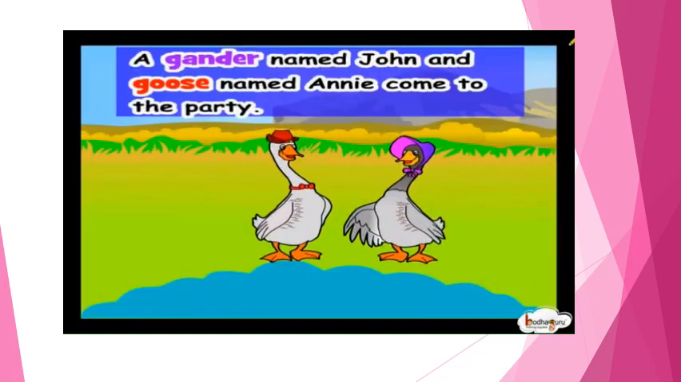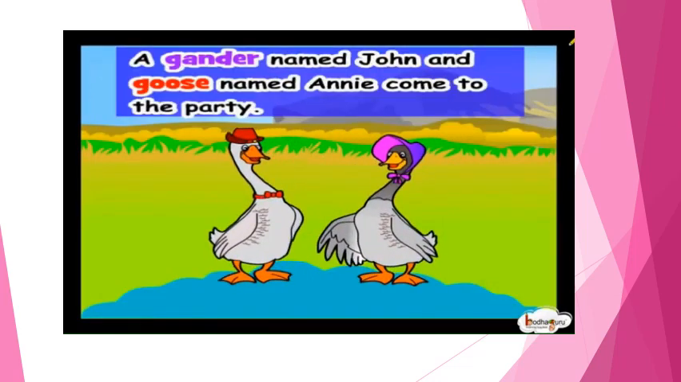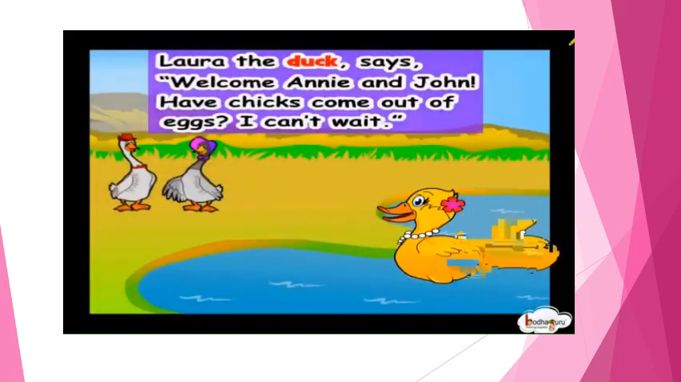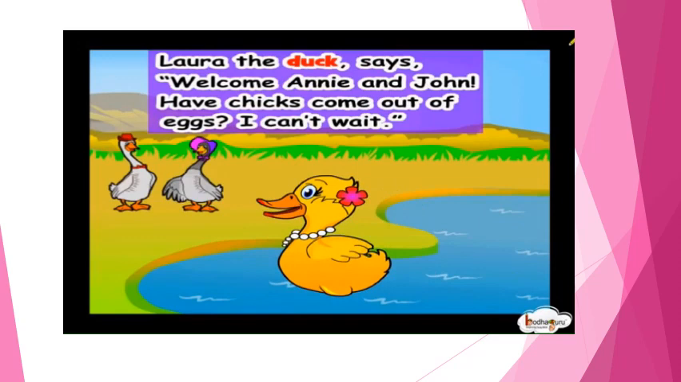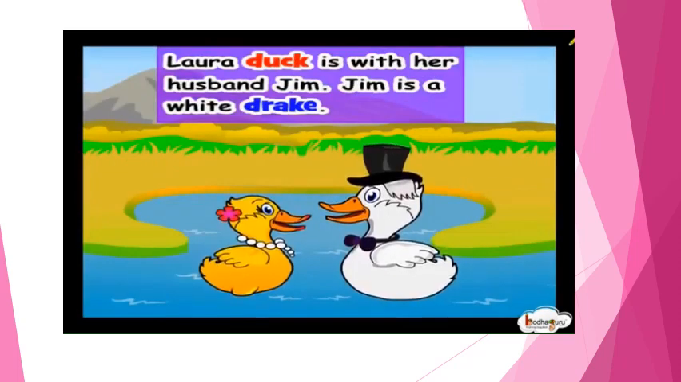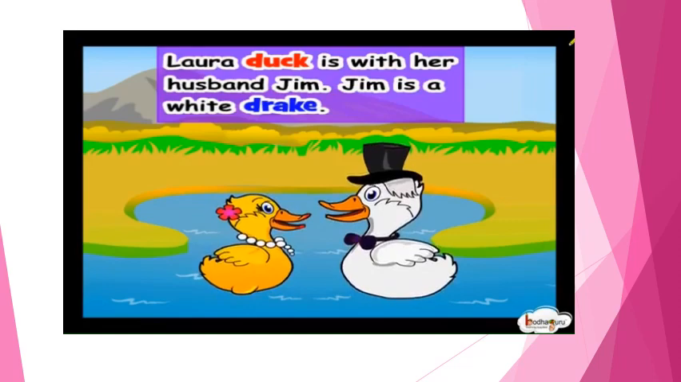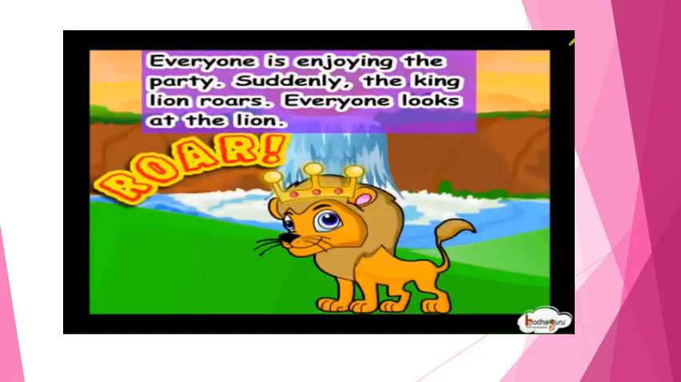A gander named John and goose named Annie come to the party. Laura the duck says, "Welcome Annie and John. Have chicks come out of eggs? I can't wait." Laura Duck is with her husband Jim. Jim is a white drake. Everyone is enjoying the party.